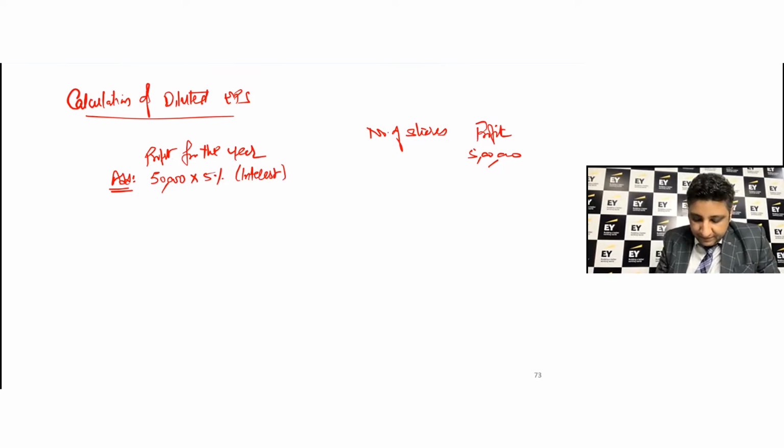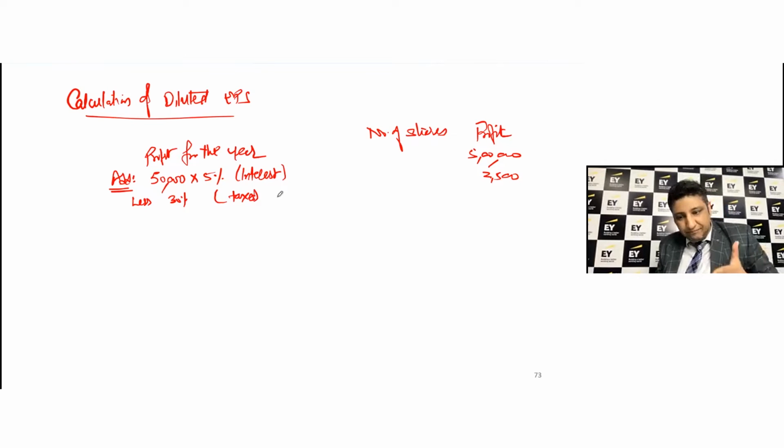Which makes my profit increase by 2,500. But since I paid that interest, I also ended up saving some taxes on that, right? So we're saying less 30% in the form of taxes, which makes it, of course, 750. All right. And the same adjustment is also done for the converted portion.